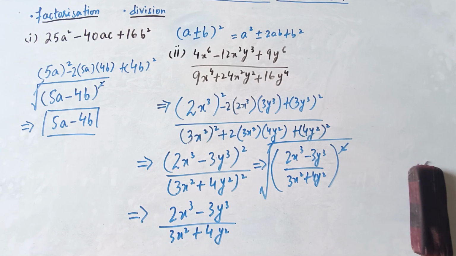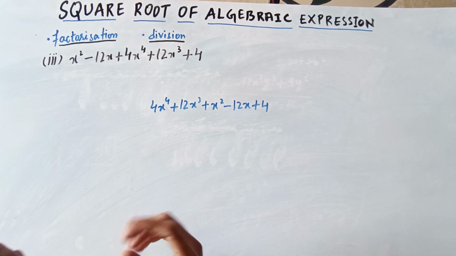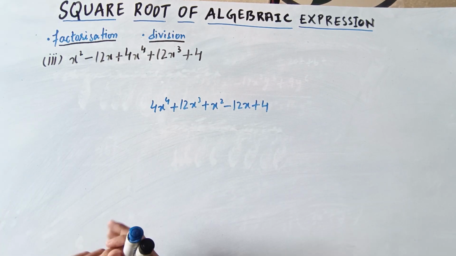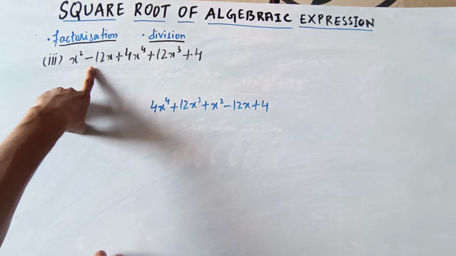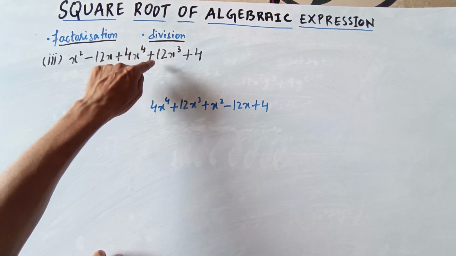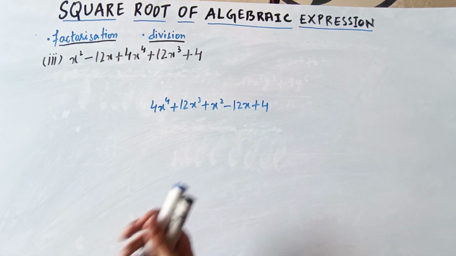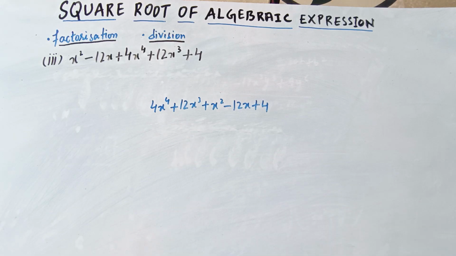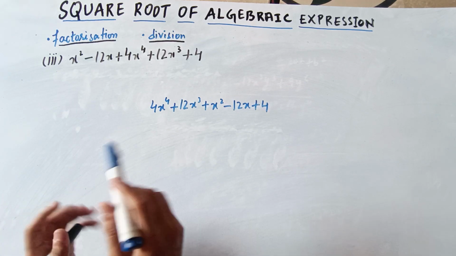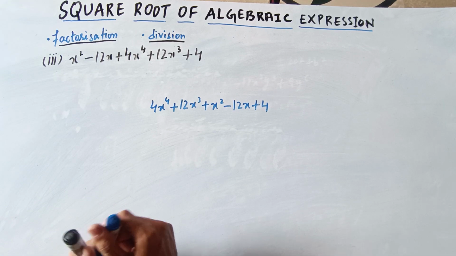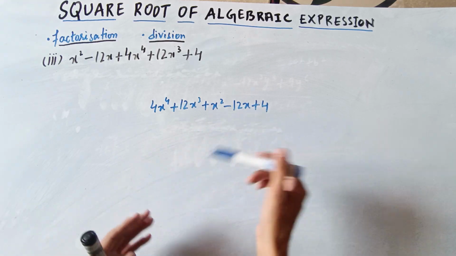Now let's see how to find the square root of an algebraic expression by using the division method. Alright, so now if you look at this third part, which is written x square minus 12x plus 4x power 4 plus 12x cube plus 4, and we are trying to find the square root of it by using division method. So the first and the most important thing is that you need to write it in the descending order, that your greatest power or highest power of the variable should come first and then the smaller ones.